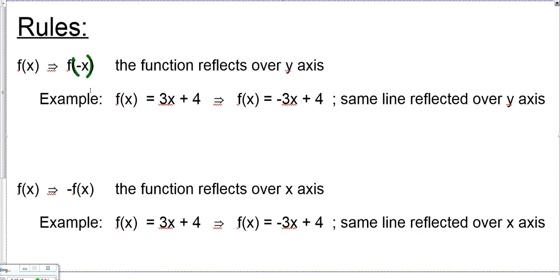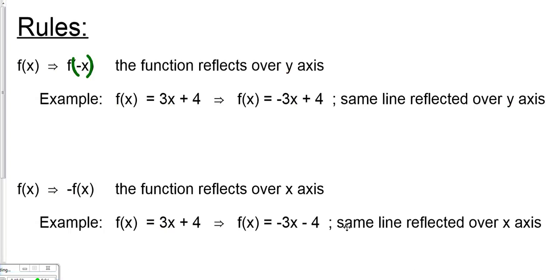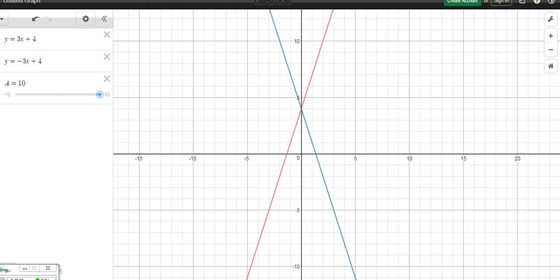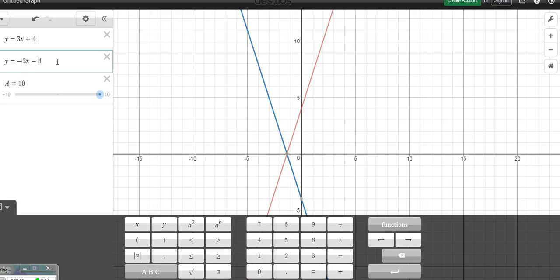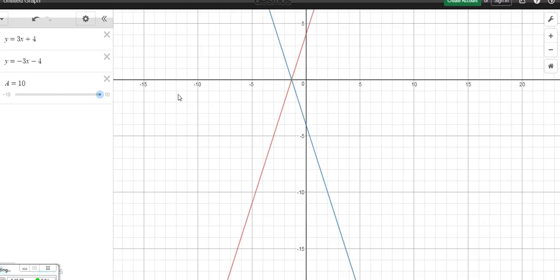Now let's say I multiplied the entire function by negative. That reflects it over the x-axis. Oops, I got to fix this one too. The entire function then becomes negative. So instead of f of x being 3x plus 4, I make everything the opposite, so negative 3x minus 4. It's going to be the same exact line, only reflected over the x-axis. So I just have to change this to a negative 4. Again, there's still a mirror here. My mirror is just here on the x-axis, not on the y-axis. It's flipped over this one.